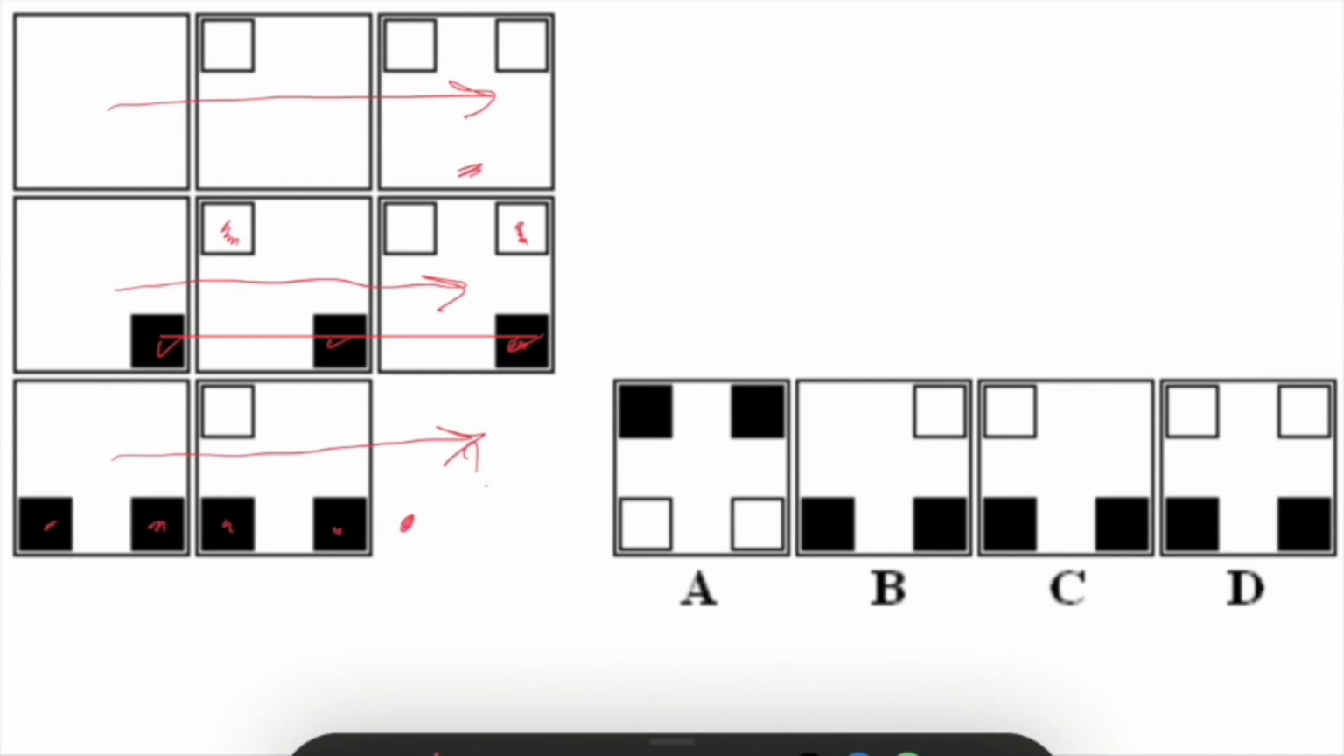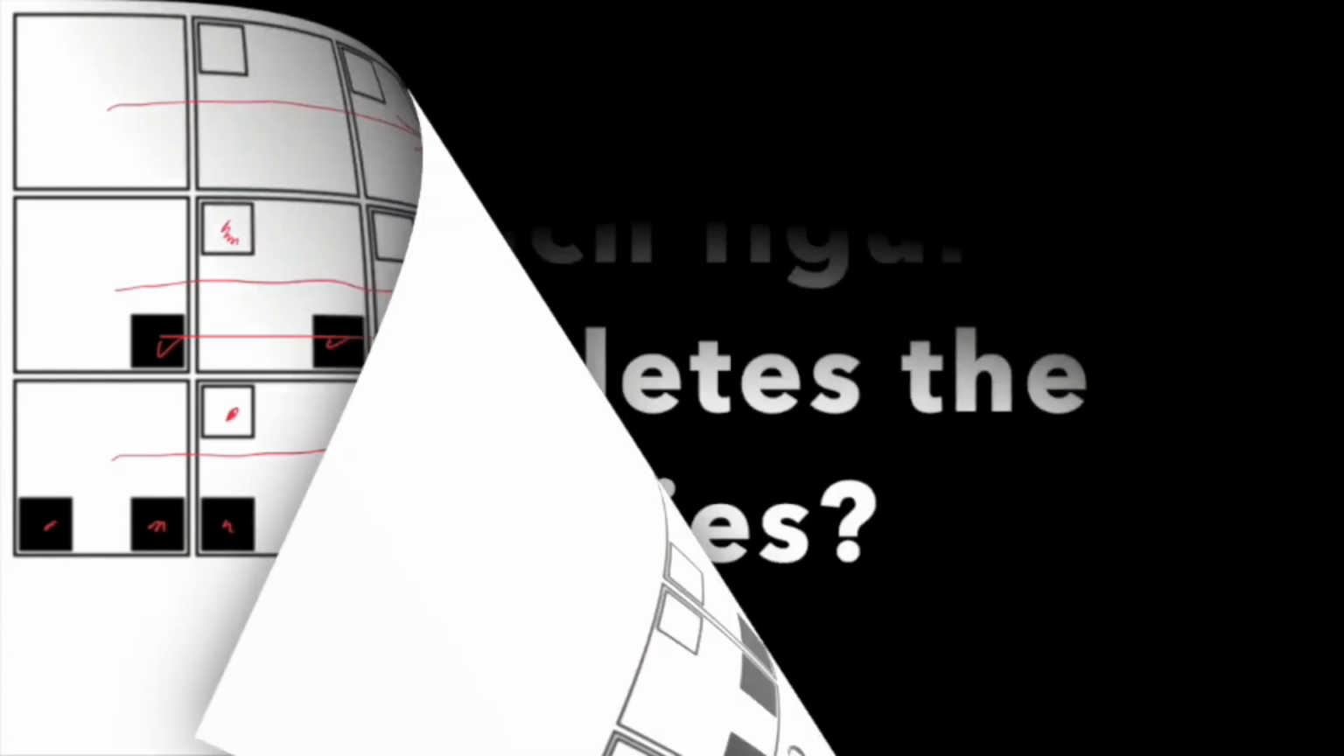So I expect a black box here, I expect a black box here. And in the second box, we added the white box, and so I'll add a white box here and a white box here. So I need two white boxes at the top, two black boxes at the bottom. So eliminate C, eliminate B, and eliminate A. D is the right answer.